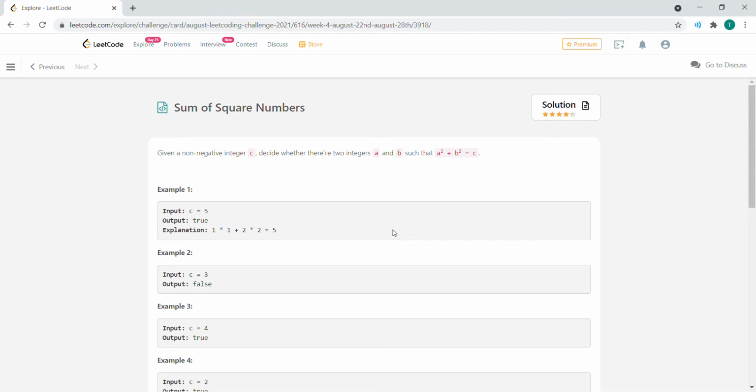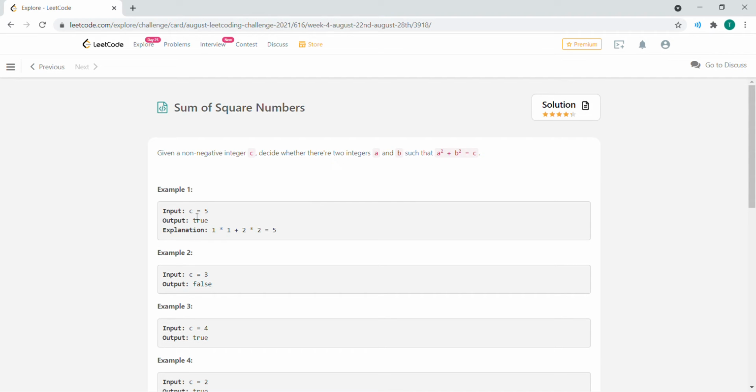Welcome to August 25th LeetCode Challenge. Sum of squared numbers. Given a non-negative integer c, decide whether there are two integers a and b such that a squared plus b squared is equal to c.